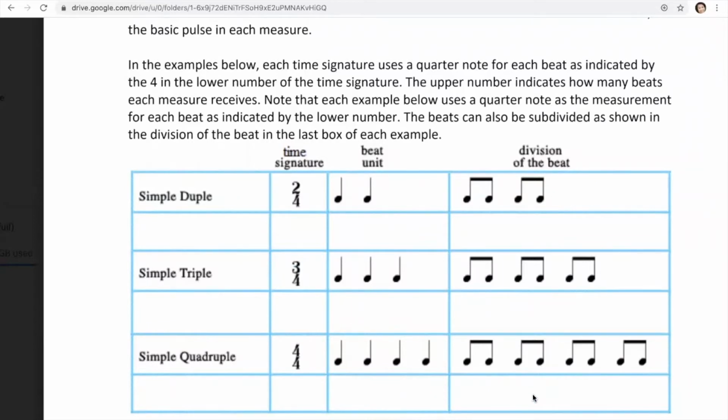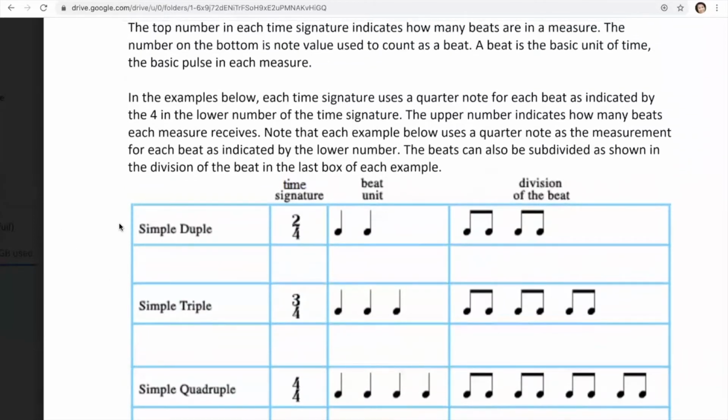in a measure. Now, if you notice on simple duple, on the second part where it says division of beat, the beats can be subdivided by note values such as the eighth note. So for example, if this particular measure were subdivided, it would be 4 eighth notes. They equal 2 beats because 2 eighth notes equals 1 beat.